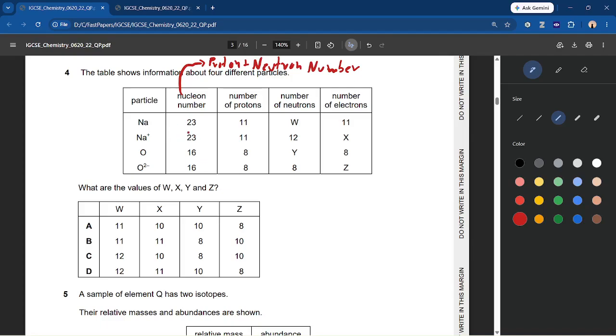For sodium, over here, the nucleon number is 23 and the number of protons is 11. So 23 is equal to 11 plus W. As a result, W is equal to 23 minus 11, which will give you 12. So let's look for which one has 12. We can immediately cut off A and B. Now let's look for which one is different. Each one seems to have a different answer, so let's go by these step by step. Sodium ion. Whenever you see a plus sign, that means that it has lost one electron.